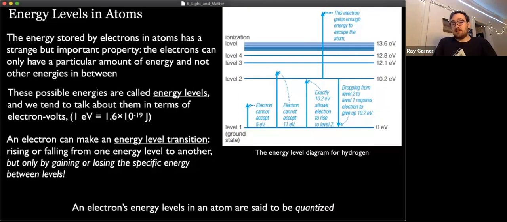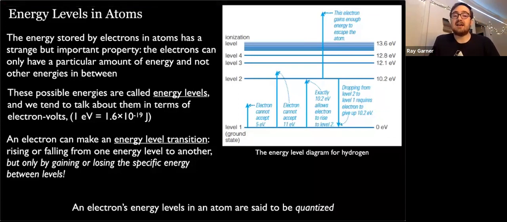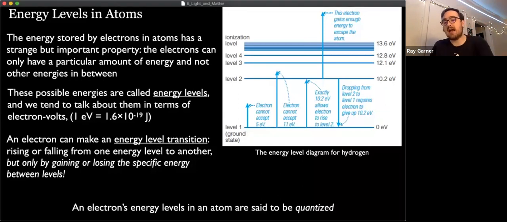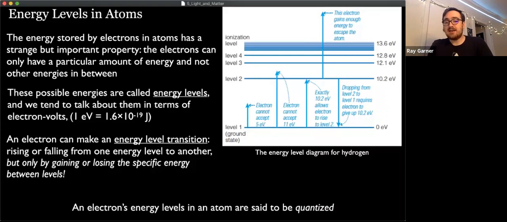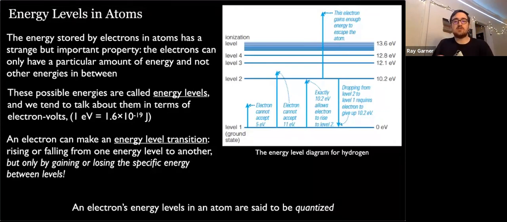If it wants to rise or fall from one energy level to another, it has to gain or lose the specific amount of energy between levels. So this figure is the energy level diagram for hydrogen. We've got 1 proton and 1 electron. Now, the electron's in the ground state and it wants to move up to level 2, for instance. The difference in energy between level 1, the ground state, and level 2 is 10.2 electron volts. So if it wants to move up to level 2, it has to absorb exactly 10.2 electron volts.